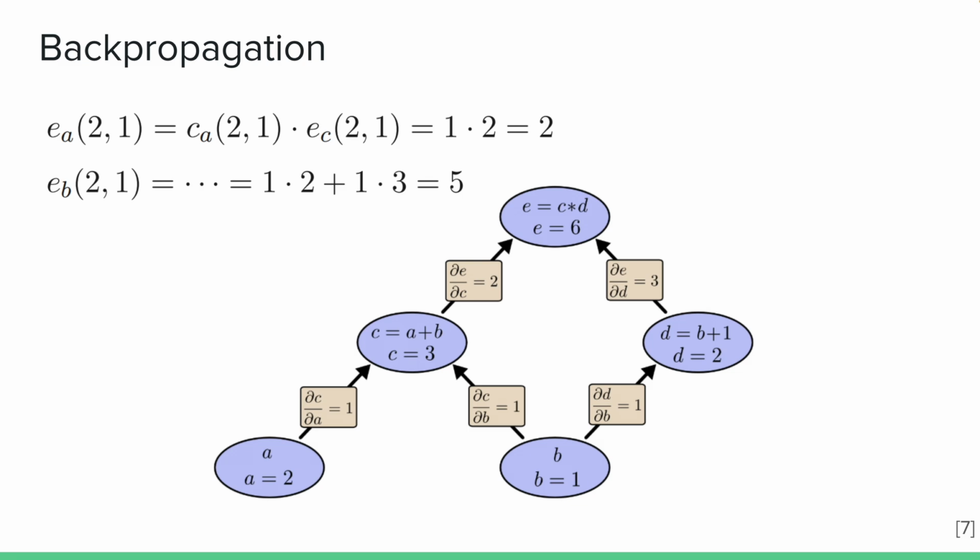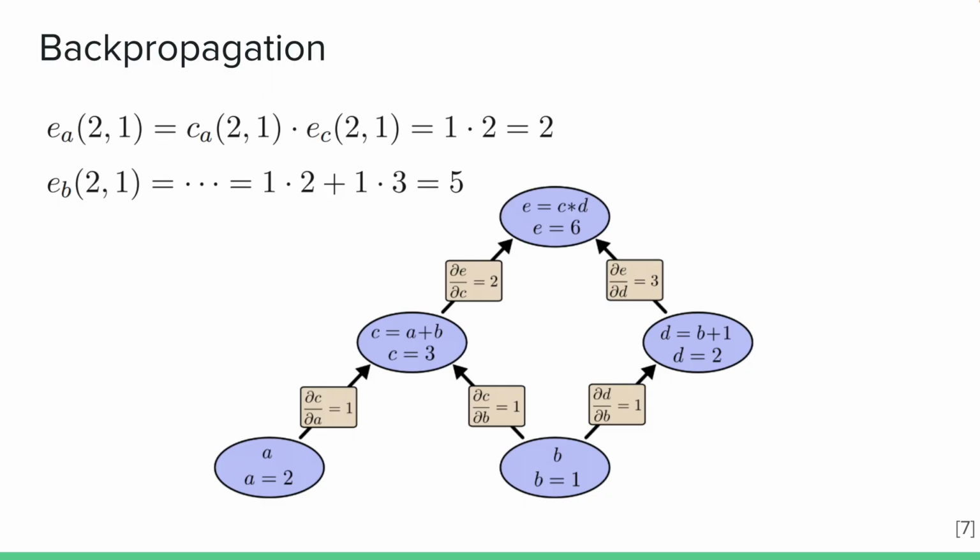Once you've computed these things, you can follow the graph down to compute the partial derivatives of e with respect to a by following this path through, which would be 1 times 2. And for e with respect to b, we would follow this path and add it together. So we have 1 times 2 plus 1 times 3, which would be 5.